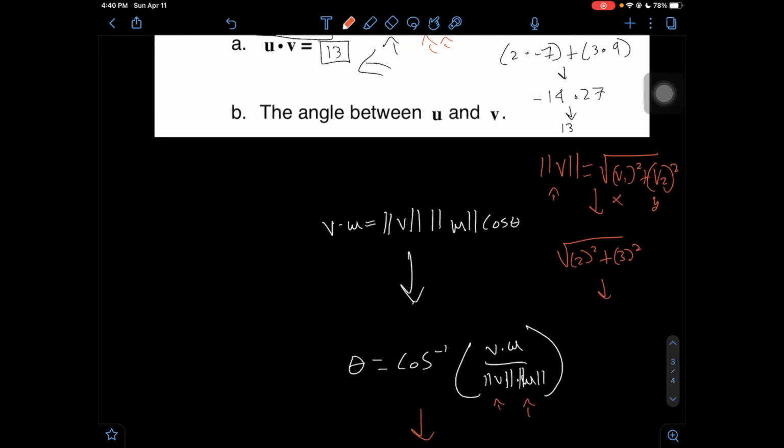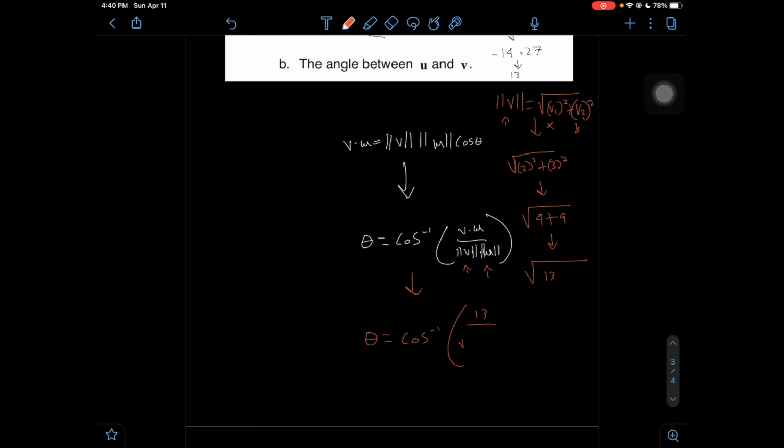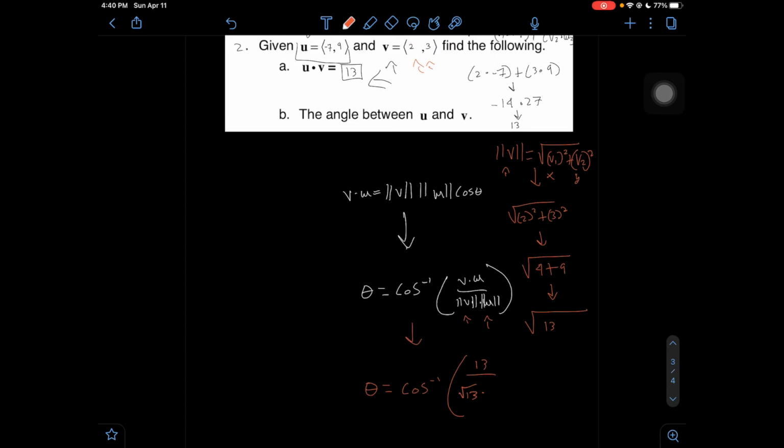Well, we know 2 squared is 4, so we have the square root of 4 plus 3 squared is 9. 4 plus 9, the square root of 4 plus 9 is 13. So that means the magnitude of v is the square root of 13. So we can write that in our equation times, now we have to find the magnitude of w.